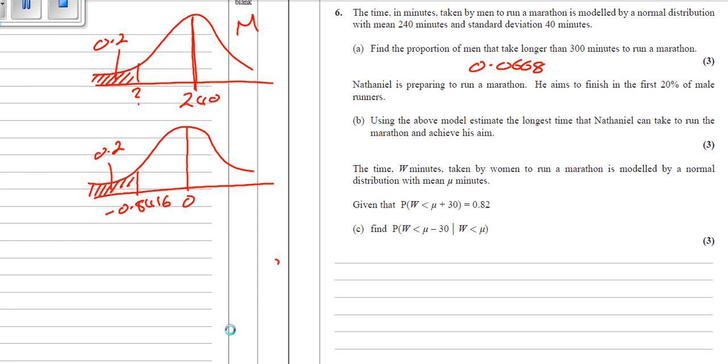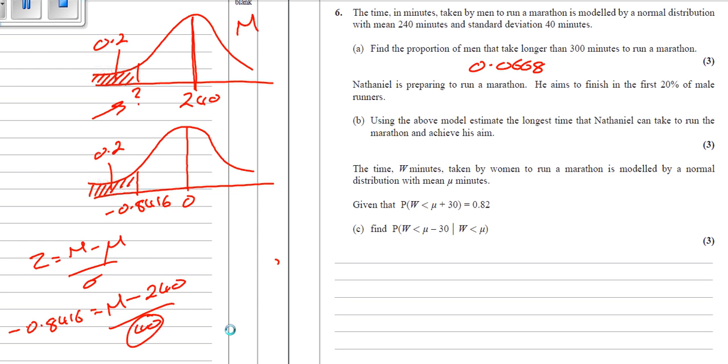Then what we've got to do, looking at the context of this question, is get from our Z value back up to find out what our actual value is. And we know the Z value equals our M value, take away our mean, divided by the standard deviation. We know that the Z value is minus 0.8416, which equals our M value, take away our mean, which is 240, divided by the standard deviation, which was 40. Then we rearrange by multiplying by 40 and adding 240.